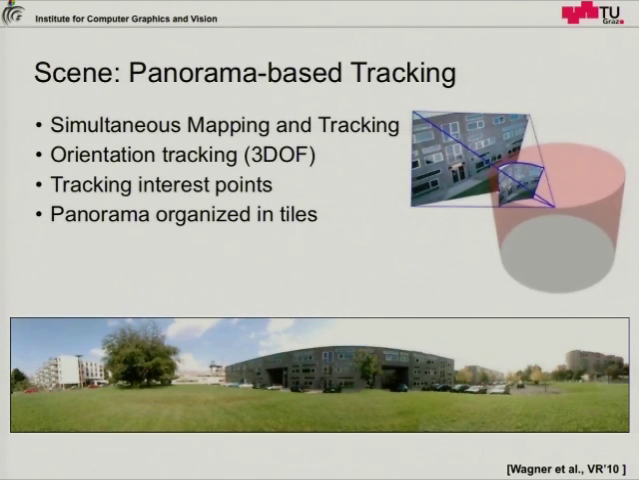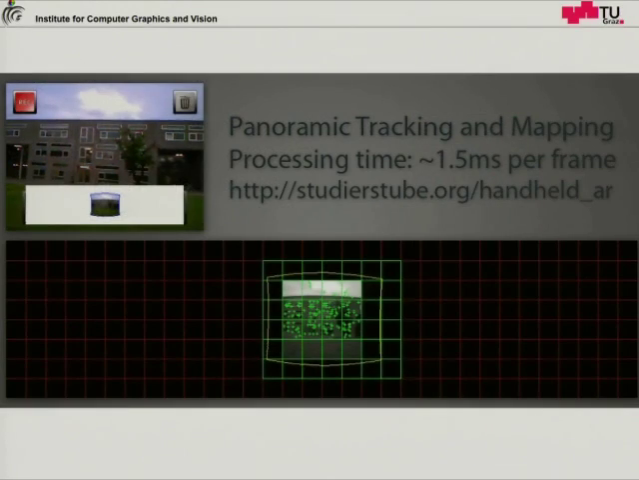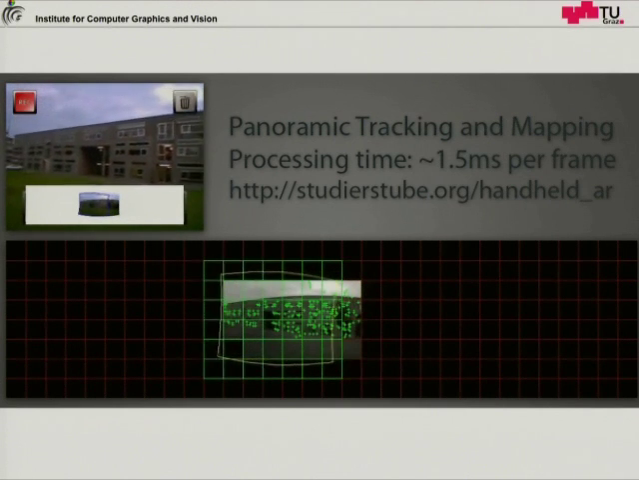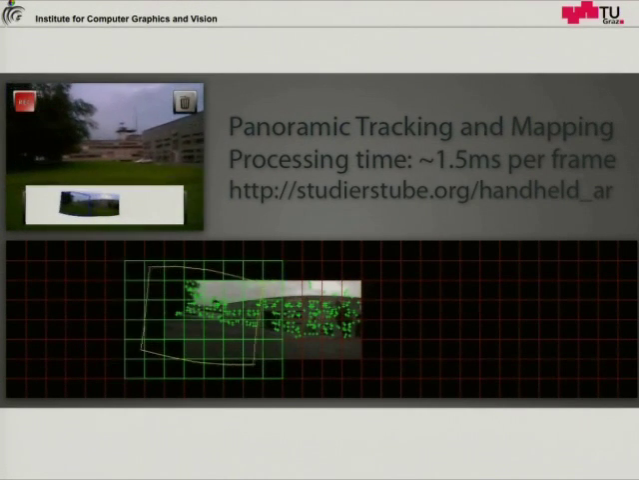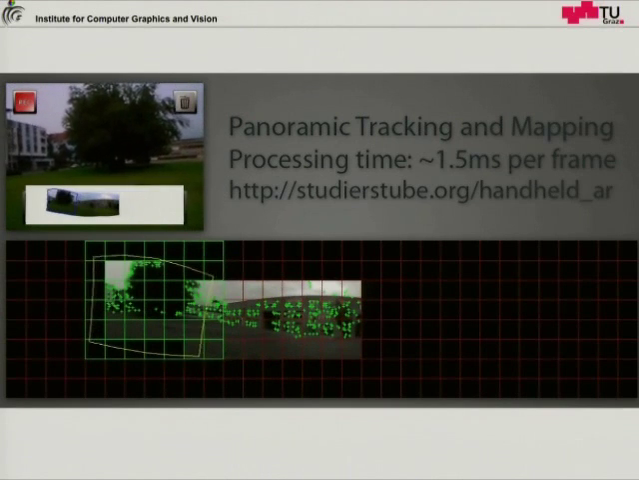The first approach here was an online panoramic tracking and mapping approach, which basically means that we create a panorama as a user pans around, which is a typical behavior when you're standing somewhere using one of these applications. We can do this in a very efficient way on the phone, which allows us to do it in real time even on the phone. And this was work by Daniel here, who is also present.